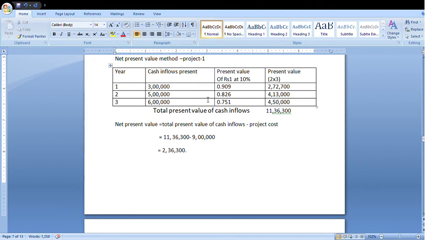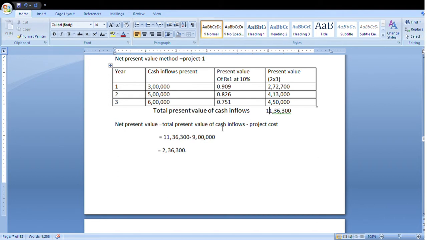Second year 4,30,000. Third year 4,50,000. Next, the total present value of cash inflows. These are all totaled: 11,30,300.